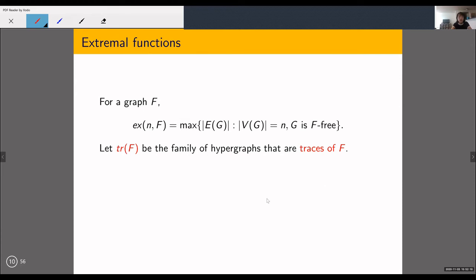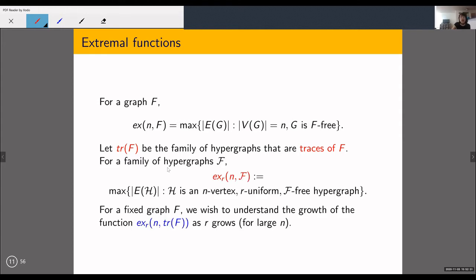First, let Trace(F) denote the family of hypergraphs that are traces of F, for which there are multiple different hypergraphs which can be a trace of F. Now we have this analogous definition for hypergraphs, where we put this subscript r to denote the uniformity of the hypergraphs. This function is the maximum number of edges in an n-vertex r-uniform F-free hypergraph, where F is some family. And not surprisingly, we're going to look at what happens when we forbid these traces of F.